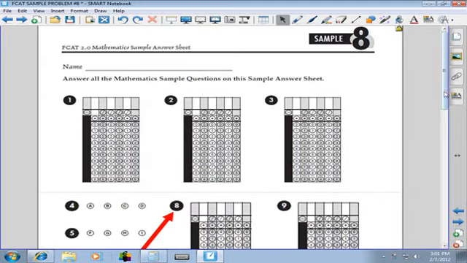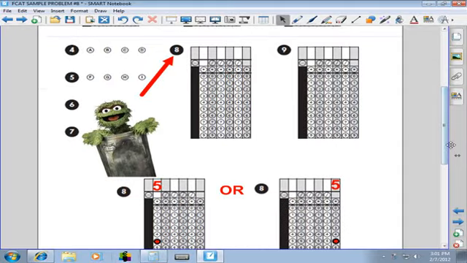All right, I believe the Count and Cookie Monster are sick today. Oh no! But that's okay. We have a substitute, and Oscar the Grouch is going to help us out.